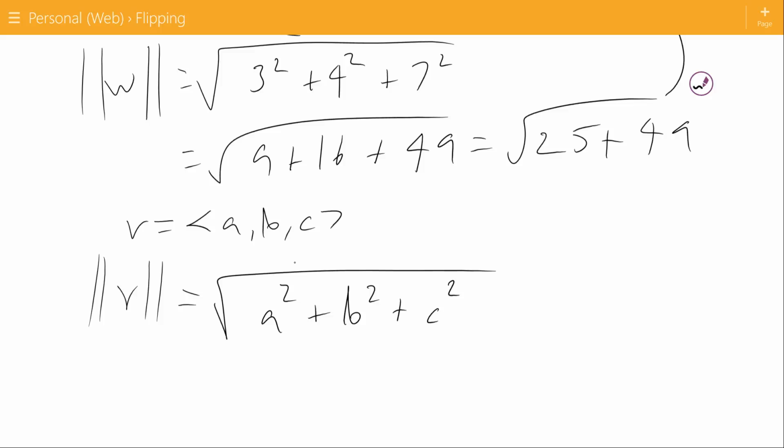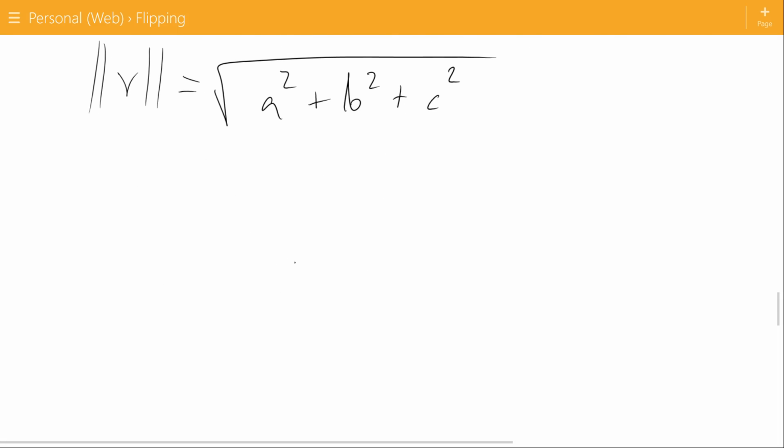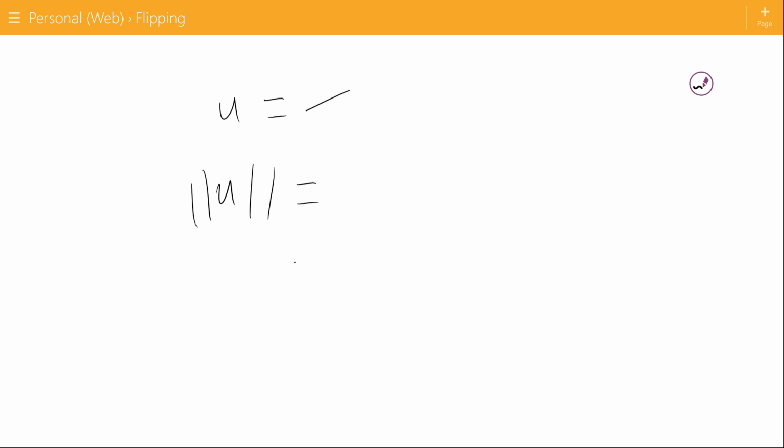All right, take a look back, see if you have any questions, and let's just briefly find the magnitude of another vector here, u. Let's say that u is -2, 6, 8. Find the magnitude of u.